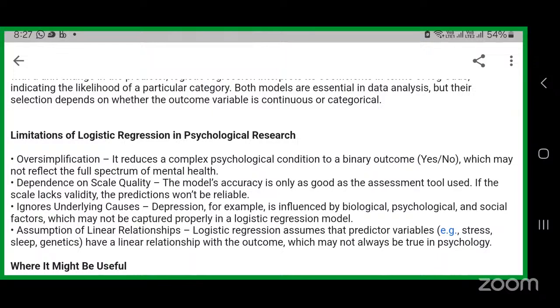So you are making the arbitrary classification based upon the mean as the cutoff point, or maybe the quartile as the cutoff point. So this can be considered as the oversimplification. Second one, dependence on scale quality. The model's accuracy is only as good as the assessment tool used. If the scale lacks validity, the predictions won't be reliable.